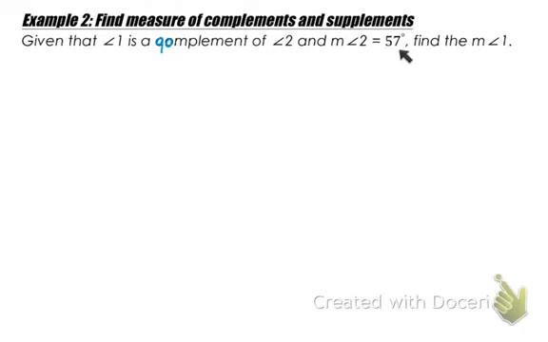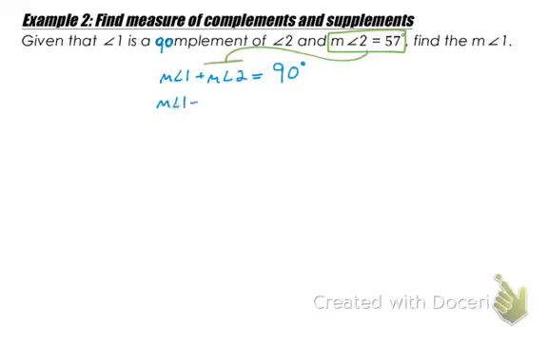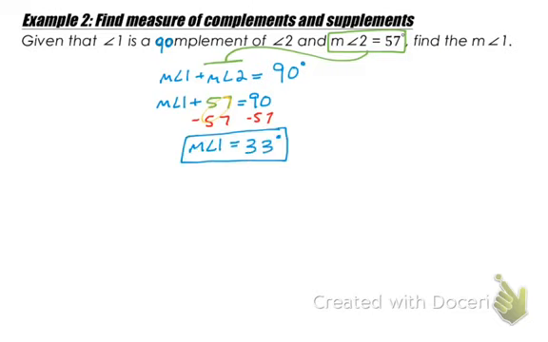So angle 2 is 57. We have to figure out what angle 1 is if we know that the two angles are complementary. So then angle 1 plus angle 2 has to equal 90 degrees, the measurements of each. So then knowing that the measurement of angle 2 is 57 degrees, substitute that in. So the measurement of angle 1 plus 57 is equal to 90. Subtract 57 from both sides. That zeroes out. So then the measurement of angle 1 is equal to 33 degrees. So 33 degrees is the complement of angle 2.